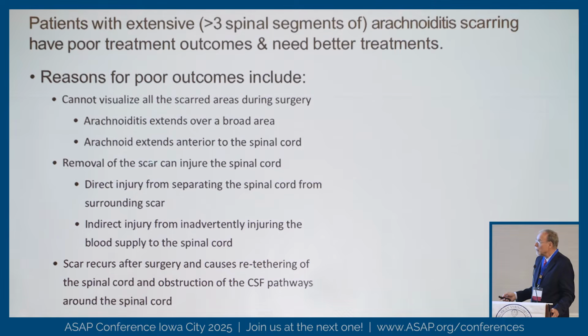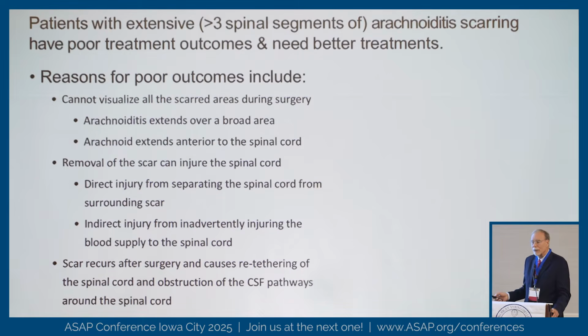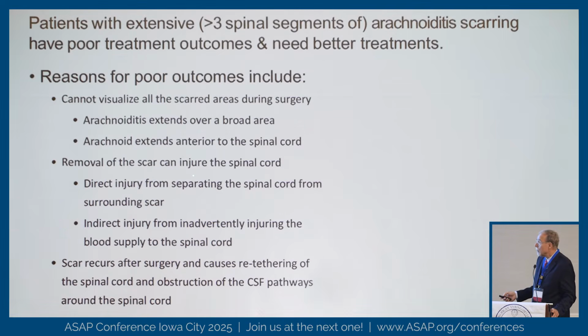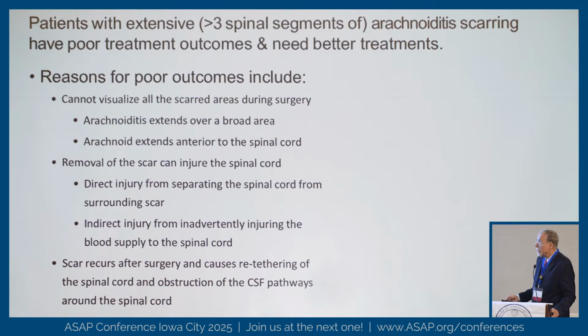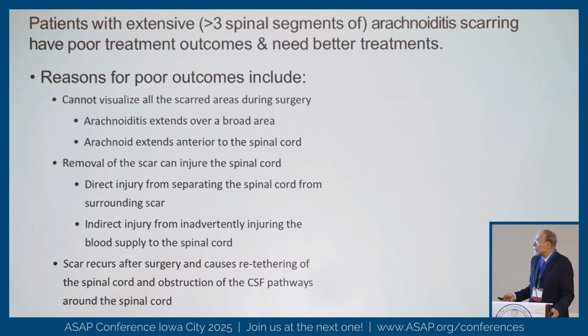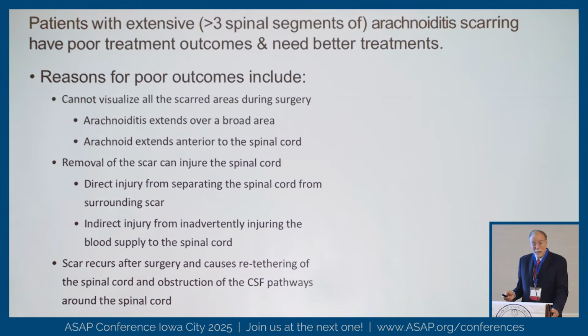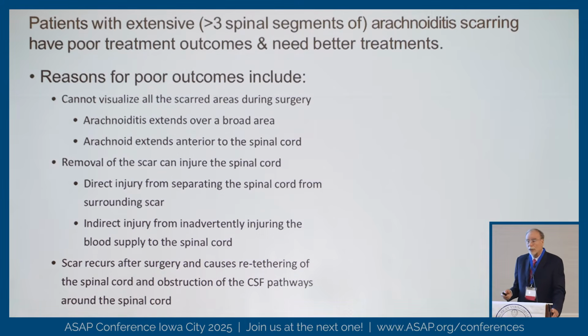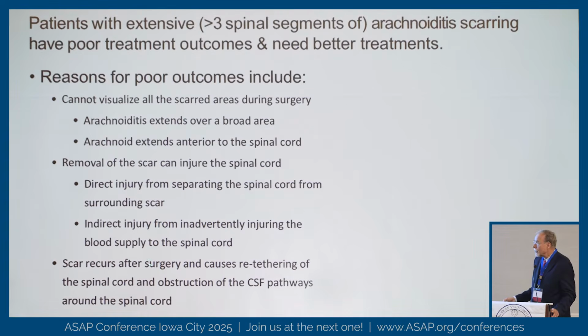When you have a lot of scar, removal of the scar can injure the spinal cord. Everything appears white. It's very difficult to see the differentiation between the normal spinal cord and the scar, and you get indirect injury to the blood supply of the spinal cord, and you can get little strokes to the spinal cord. And then a major problem is the scar recurs, because everybody has trauma, but certain people have arachnoiditis. So some people must have a genetic or other predisposition to forming scars, so you operate on them, and they're more likely to have recurrent scar.